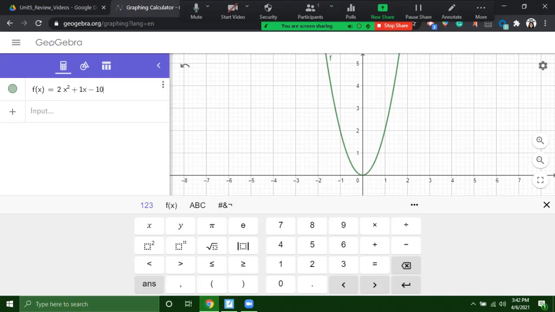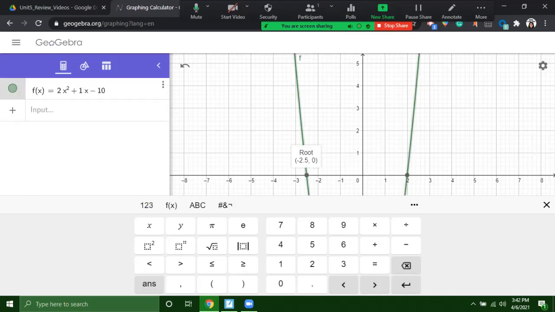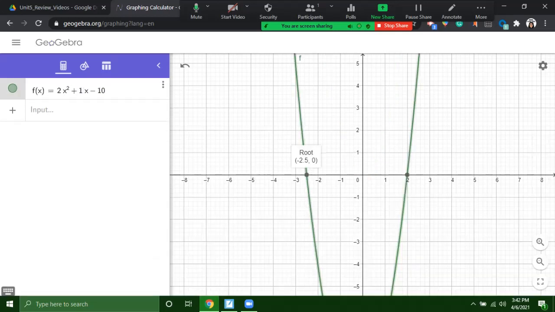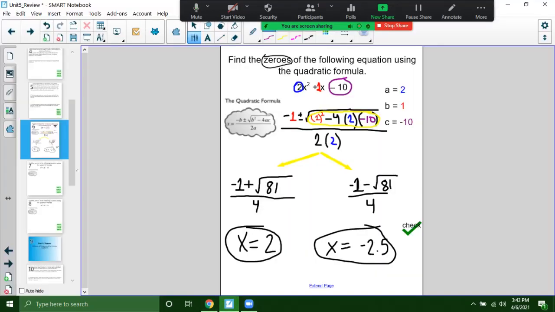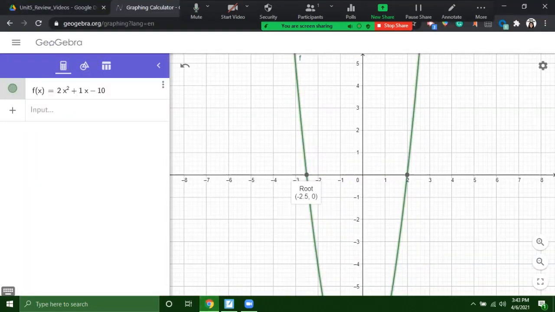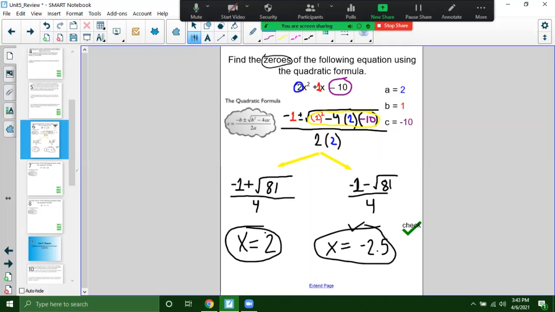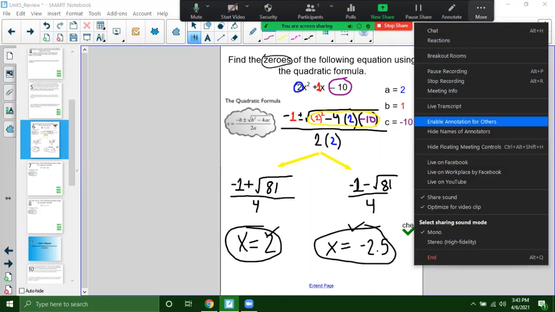minus 10. Now, if you click on your, they're also known as roots, your roots or your zeros. If you look at them, you have negative 2.5, which is one of your answers. So that's correct, negative 2.5. And your other root or your other zero was 2. And that's correct as well. So that's another way for you to make sure that you do have the correct answer.